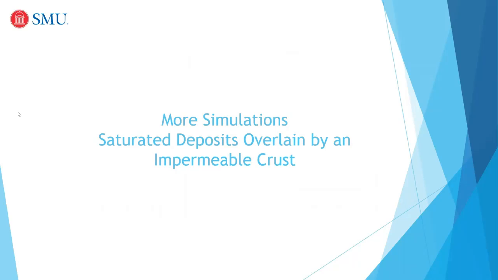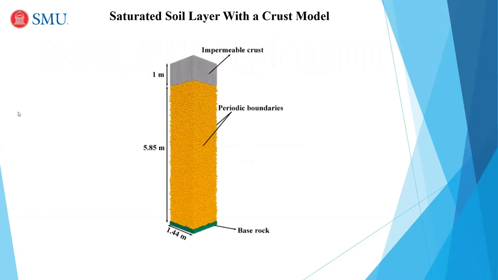So we want to examine how this works for more complicated cases. We performed other simulations where the same saturated deposit is overlain by an impermeable crust. So the same deposit, but we put on top 1 meter of impermeable soil, like clay or silt in real life. Very common scenario, by the way. It turns out, even though at first glance this shouldn't be a big deal, it actually is. The reason is this impermeable crust is non-liquefiable soil. It is not going to liquefy. There will be no build-up of pressure there.